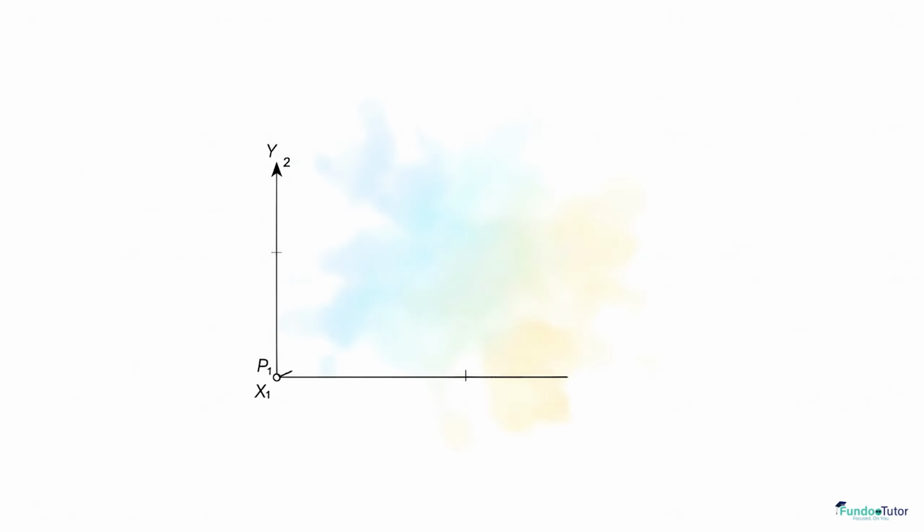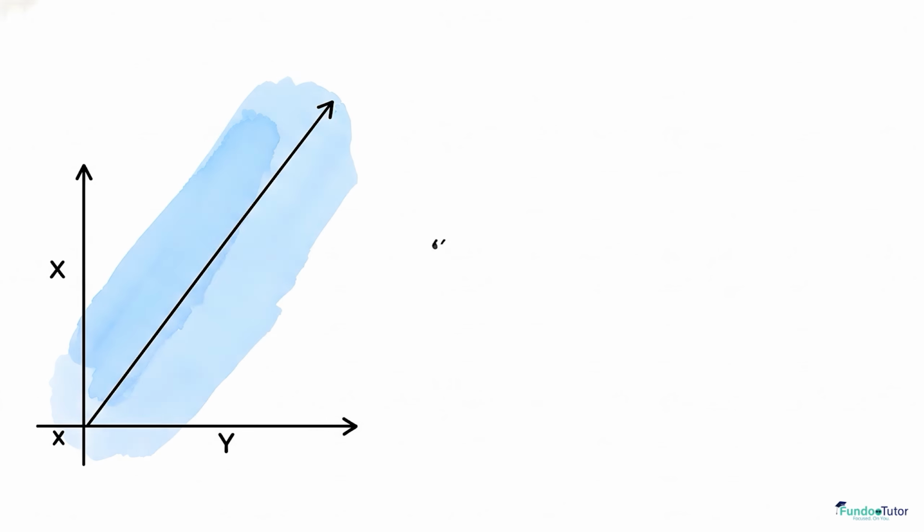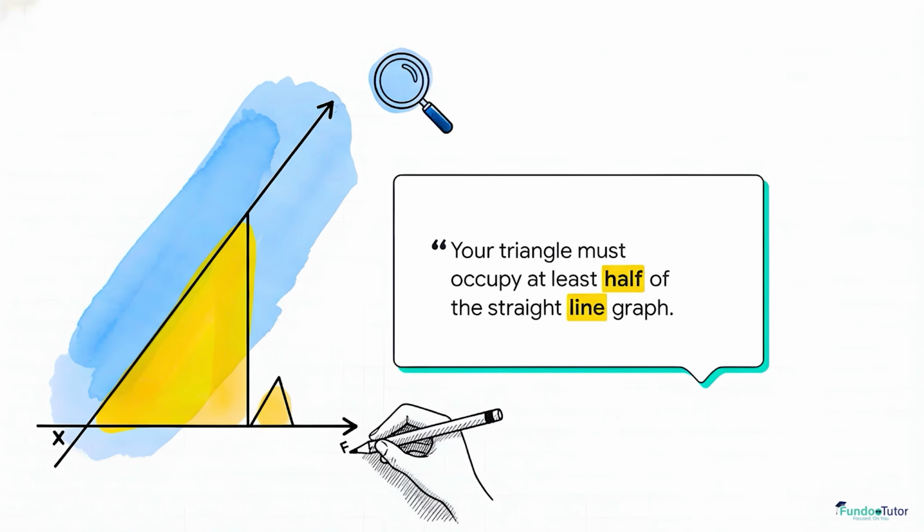A lot of the time, you'll be asked to calculate the gradient of your best fit line. And for that, you'll use this familiar formula: rise over run, or the change in y divided by the change in x. Now, here is the most important tip for calculating that gradient. Your triangle must be large. I mean it. It needs to cover at least half the length of your line. So why is this so important? Well, a big triangle minimizes any little reading errors, and it proves to the examiner that your calculation is based on the overall trend of your graph, not just 2 random points that happen to be close together.